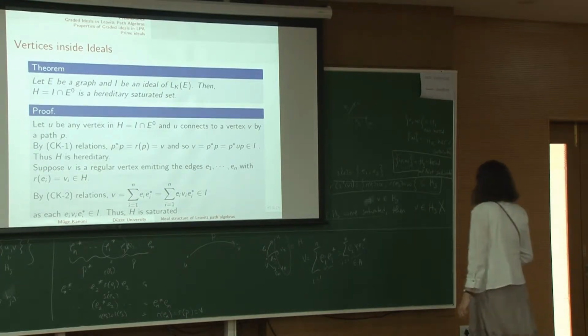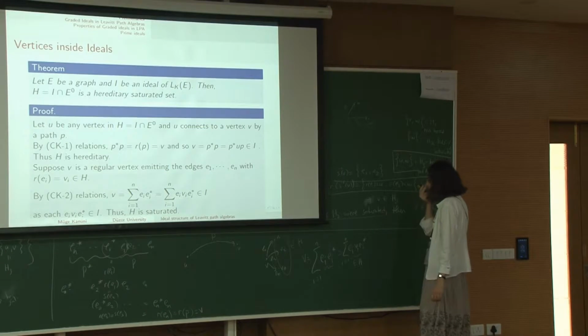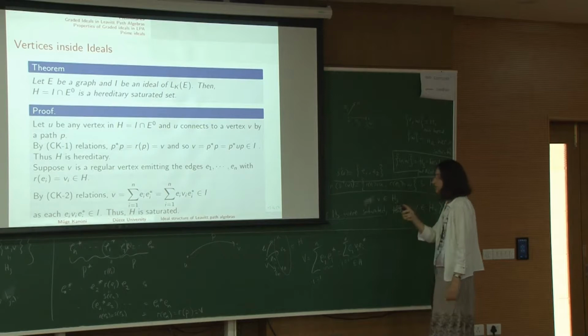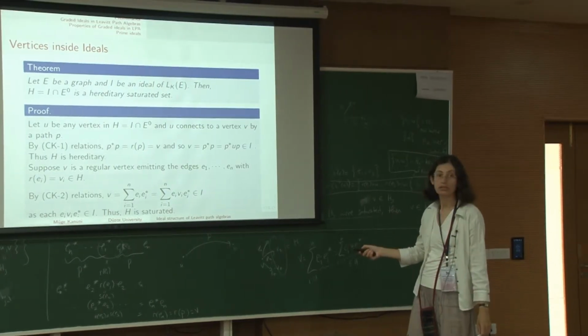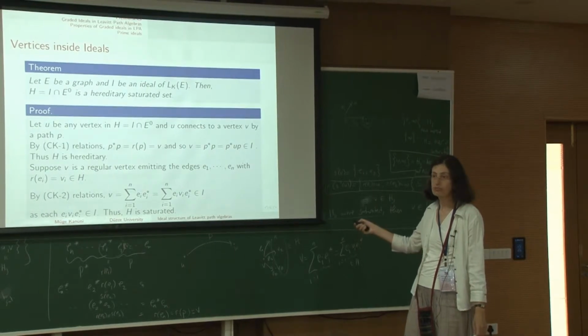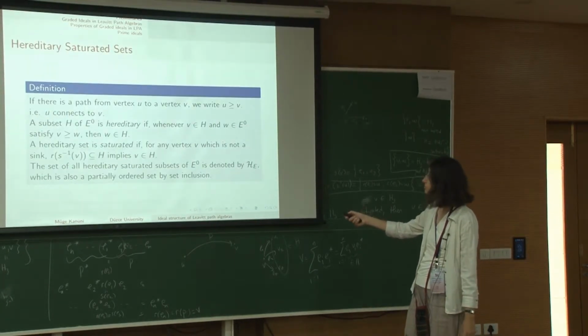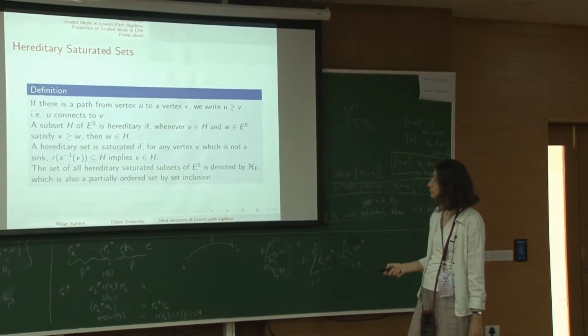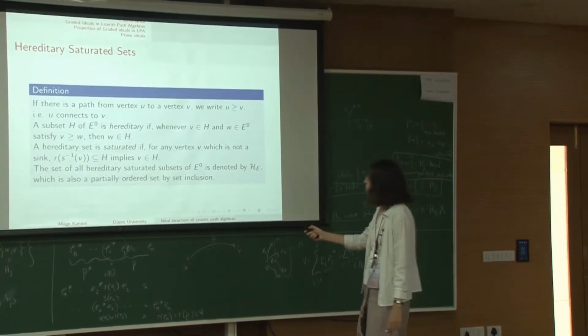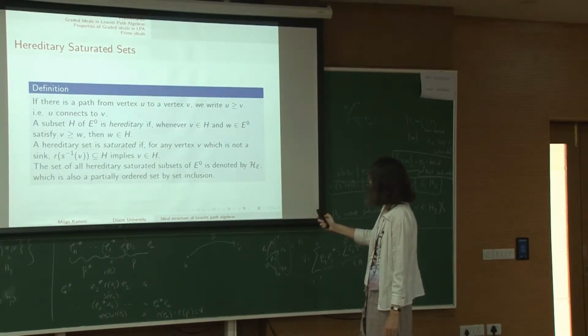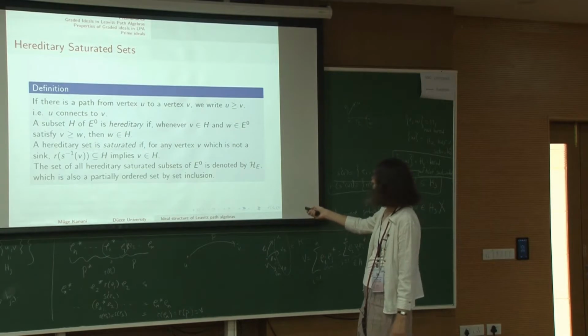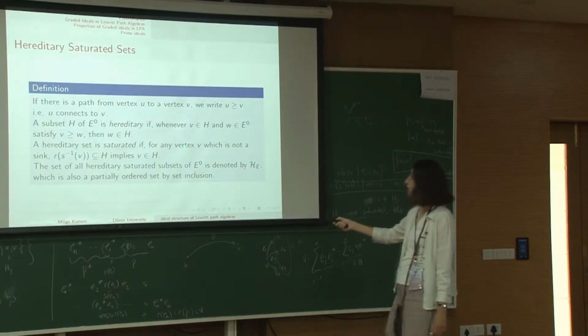No, that is what we use for infinite emitters, but for saturated we just need to consider regular vertices. Let me go back. I think it's still clear. Go ahead. In the definition of saturated, it's true in an arbitrary graph also, because the condition applies only for vertices which emit finitely many edges. Yes, that's my mistake. We don't deal with infinite emitters in the definition of a saturated set.